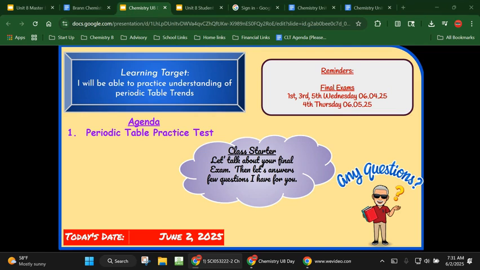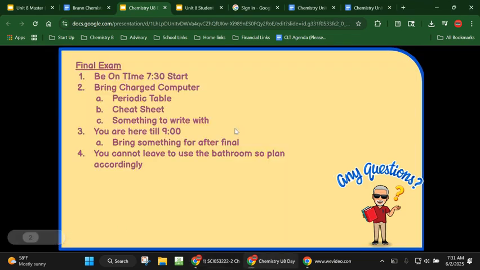Okay, so ladies and gentlemen, today, just a reminder, your final is in here on Wednesday, 7:30 in the morning. Be on time. If you want to use your computer, make sure you bring it charged. Your periodic tables, your cheat sheets, all that stuff you got to bring with you. Okay? So again, anything that you're using on these practice tests, bring with you for that regular test.